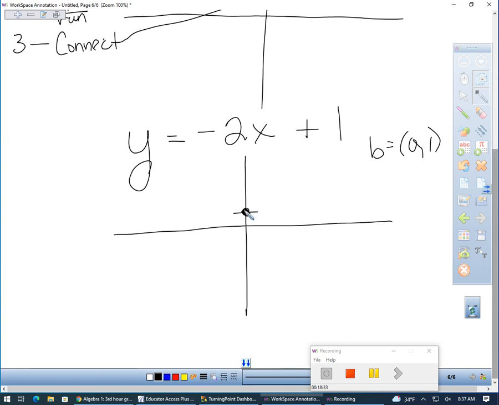Then, from that, we're going to do rise over run. So we look at our slope, but what's that magical number underneath negative 2 again? Good. So, from that dot, what do we do? This is rise over run. So go down. Good. Go down 2. And to the right, 1. Connect, exactly.